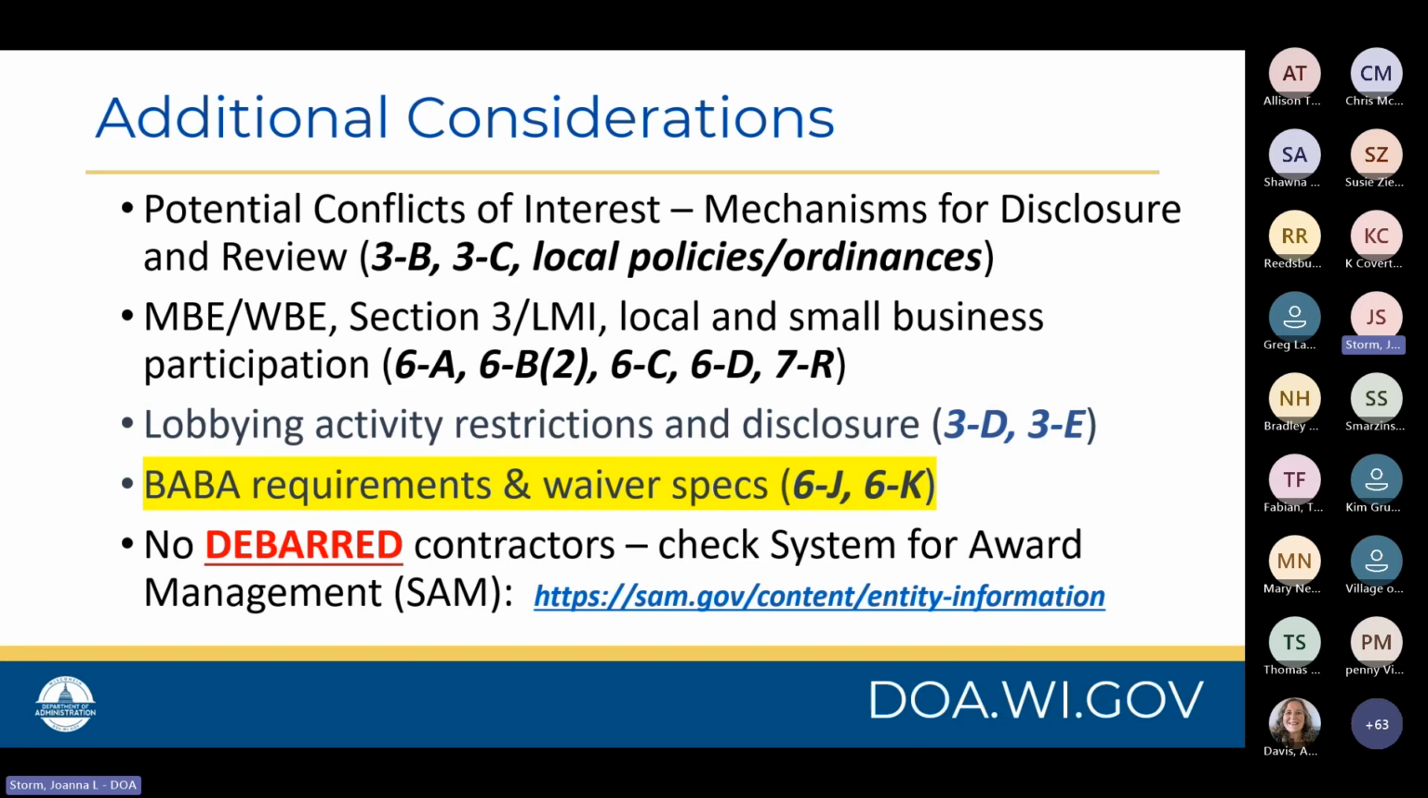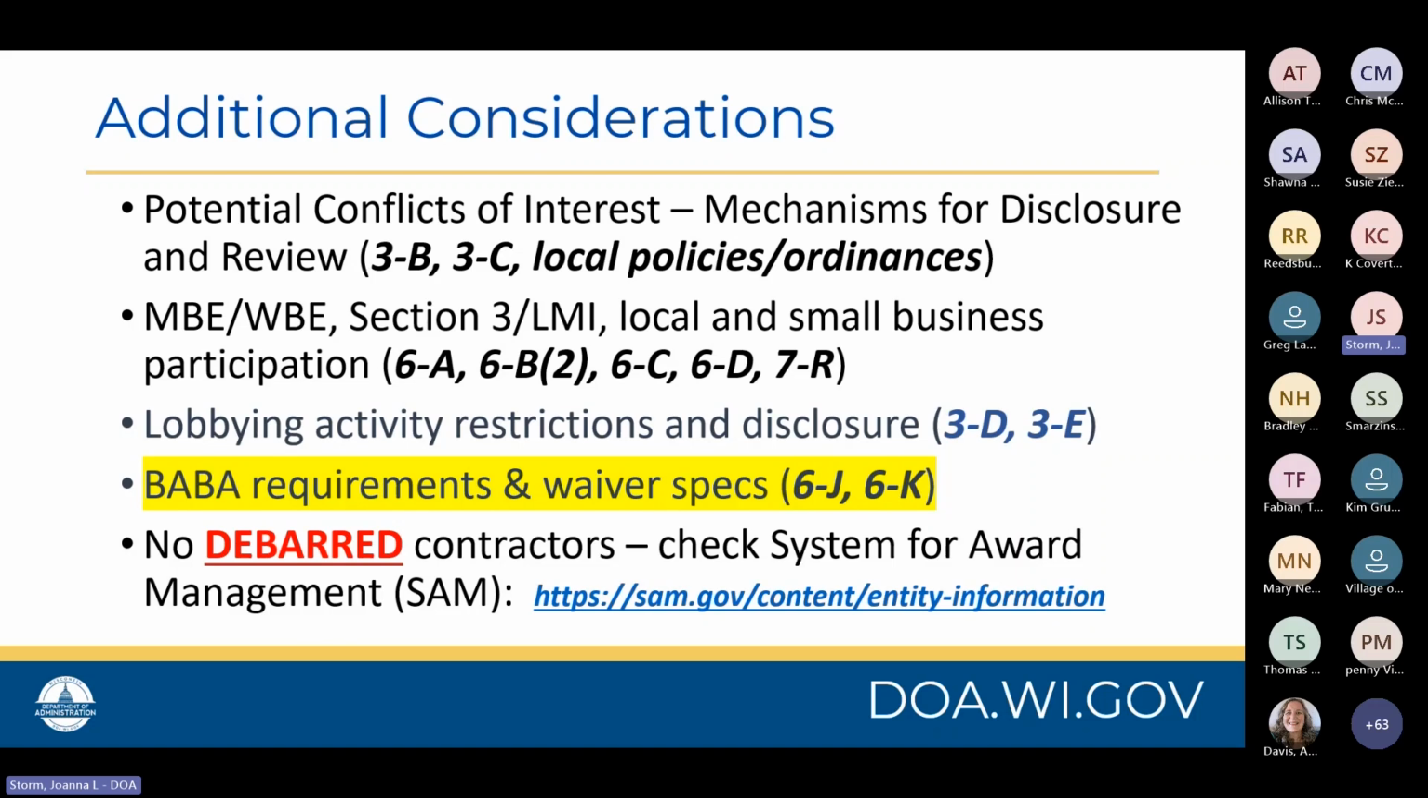When it comes to utilizing MBE WBEs, known as Minority Business Enterprises and Women-Owned Business Enterprises, Section 3 or LMI, low and moderate income businesses, or other local or small business participation, please refer to our attachments 6A, 6B2, 6C, 6D, and 7R.